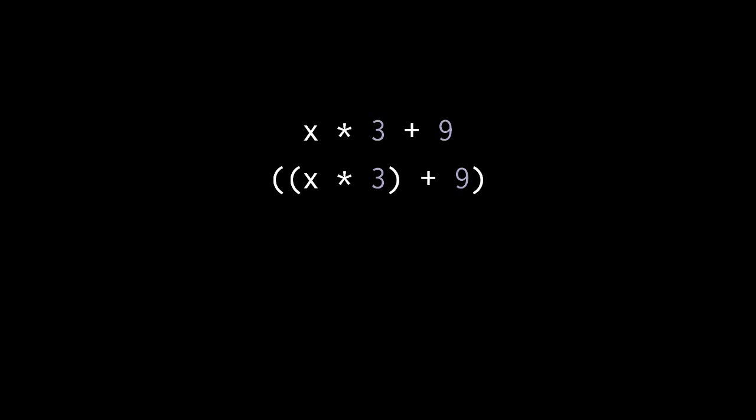Well, in infix notation, our operators have an assigned order of precedence, and the multiplication operator has a higher precedence, so it's done first. So if we were to explicitly write the parentheses here, we'd first put a set around x times 3, and then we'd put another pair around the addition operation. So if we were to write this in prefix notation, it would look like this.